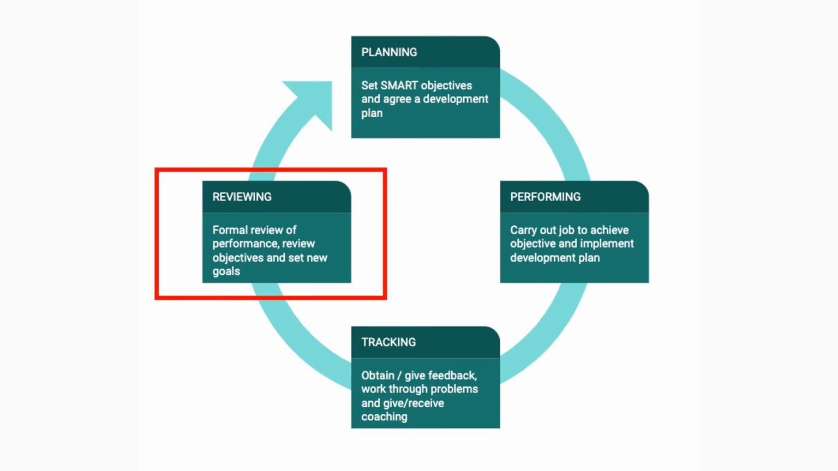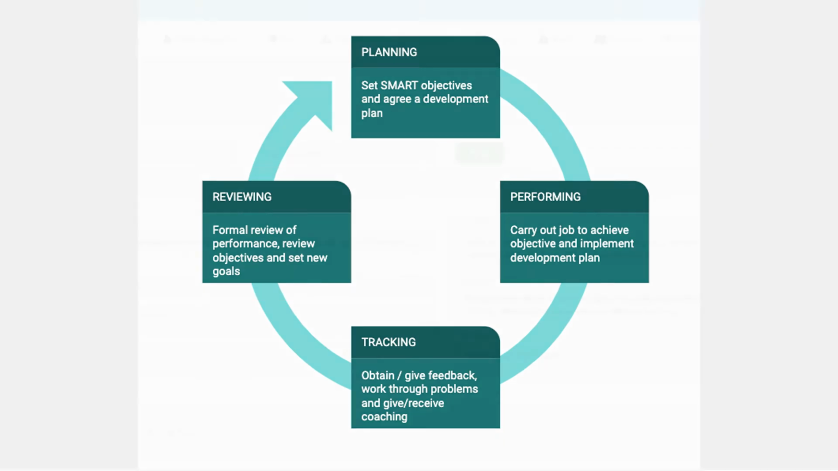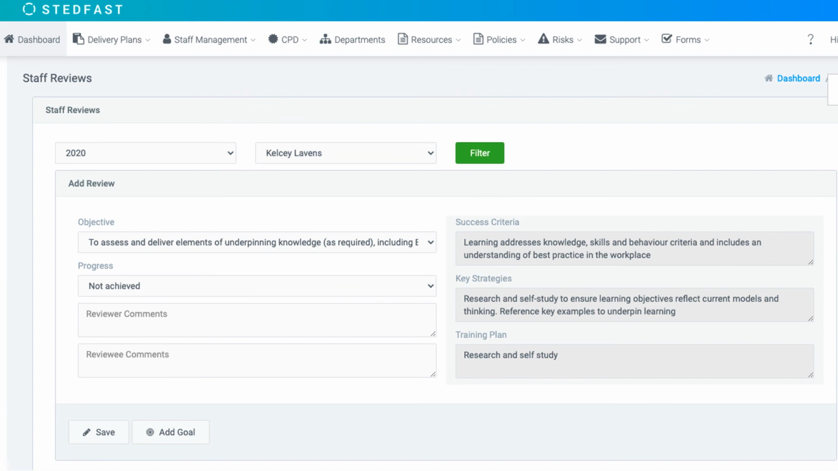Step 4. Reviewing. This stage is where leaders meet with employees and complete the formal review. It involves reviewing performance against each of the objectives, and where necessary, setting additional short-term goals. Reviews should be performed more than once per year as any support needs to be identified quickly.